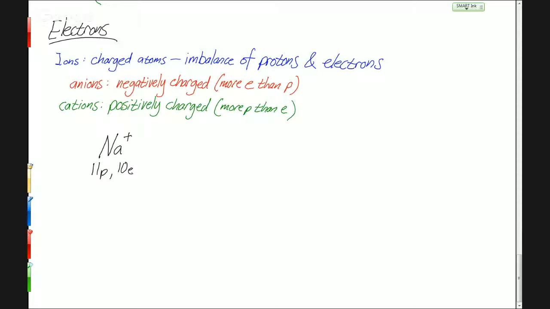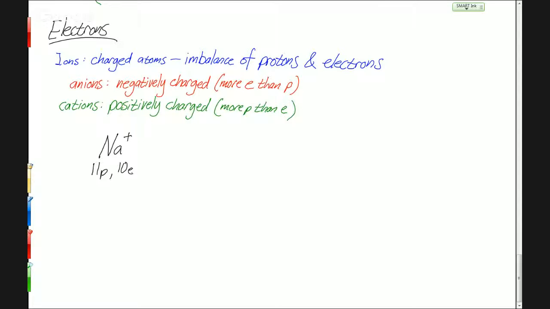Right? One fewer than the number of protons. So that gives it its little positive charge. Now notice the order that I did that in. We looked up the protons first and we wrote it down, and then we figured out the number of electrons based on what the charge has to be.